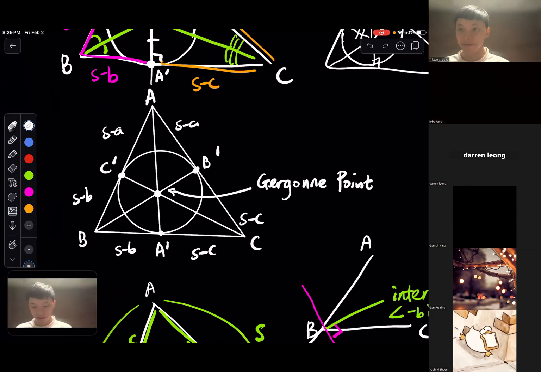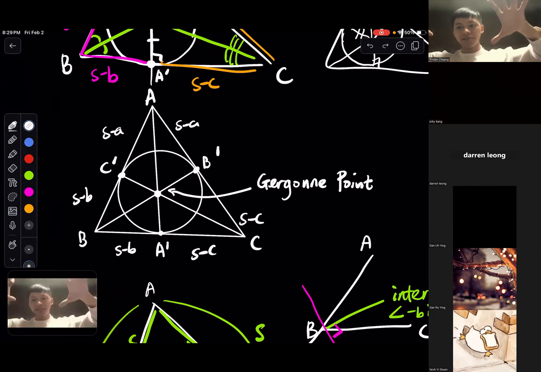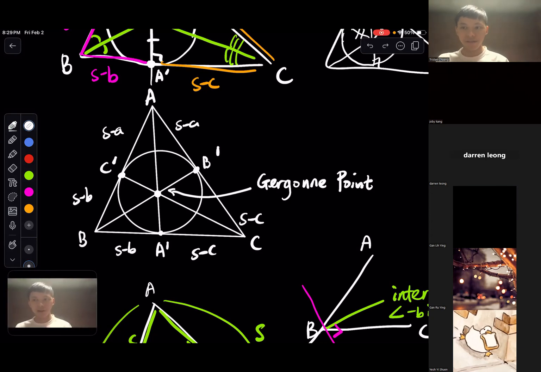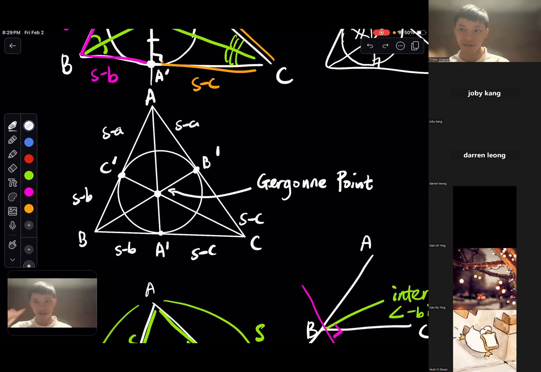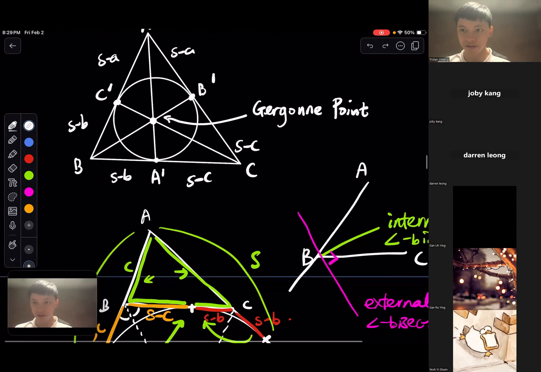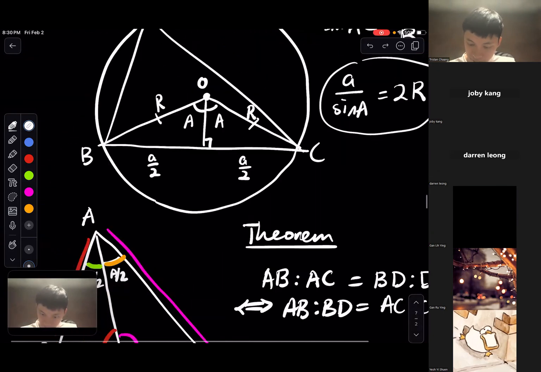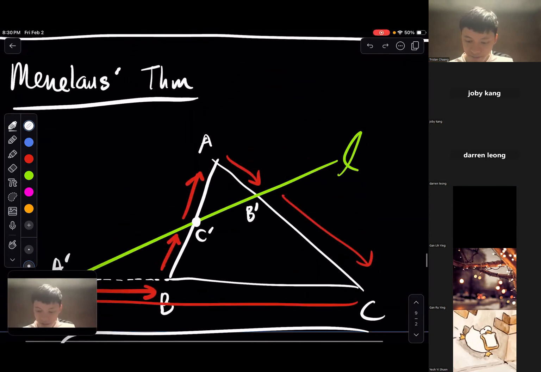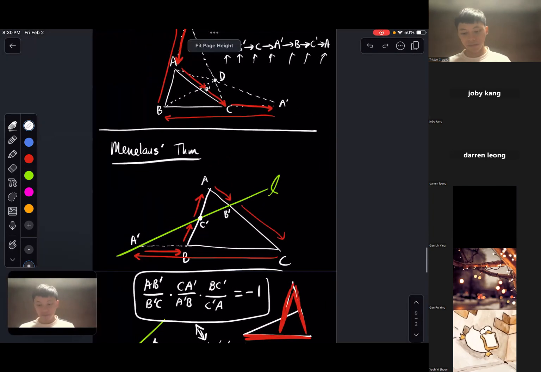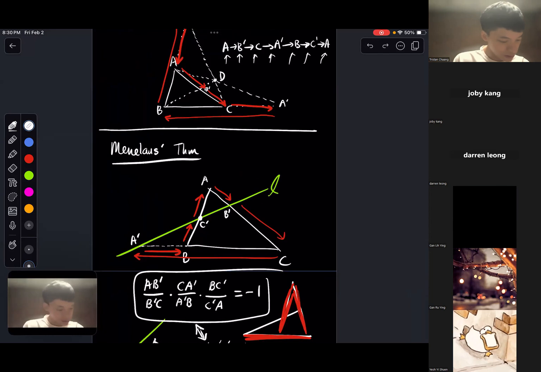You can prove it using this way. Right? Cool. There's an excircle variant of the Gergonne point, which is called the Nagel point. Basically, with the three excircle tangential points, we can get the Nagel point. But anyway, so now we have Ceva and Menelaus.